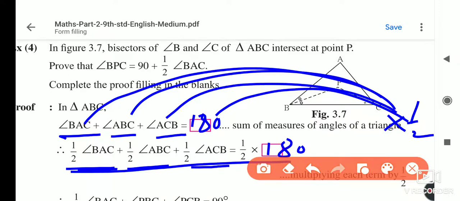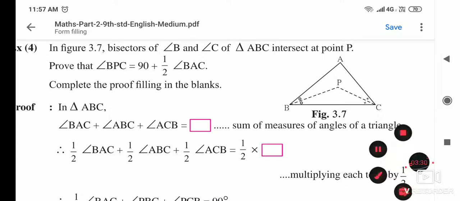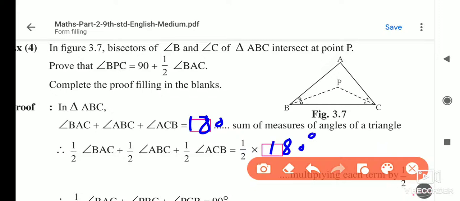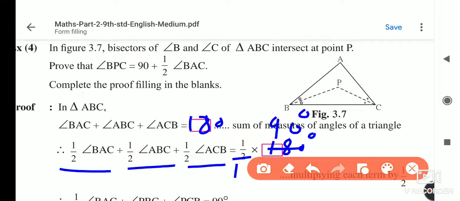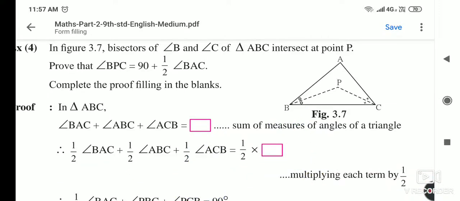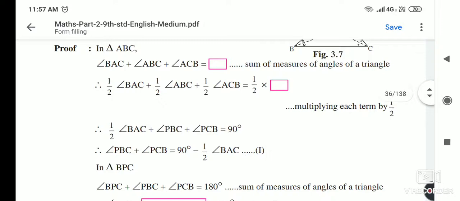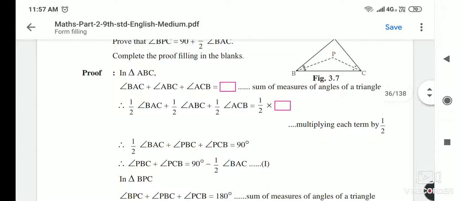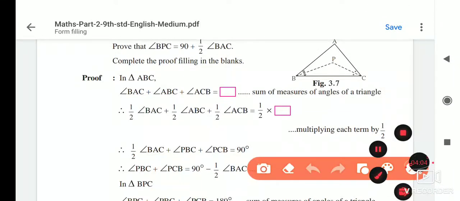Okay, is that clear so far? All of you write down what will come in the boxes. Here it is 180, and here also what will come? That is 180 degrees. Now if we divide this, 2 1s are 2, 2 9s are 18 and 0. So here what will come? 90 degrees. So what did we get? 1 half BAC plus 1 half ABC plus 1 half ACB is equal to 90 degrees. It is given already here. It will be 90 degrees.